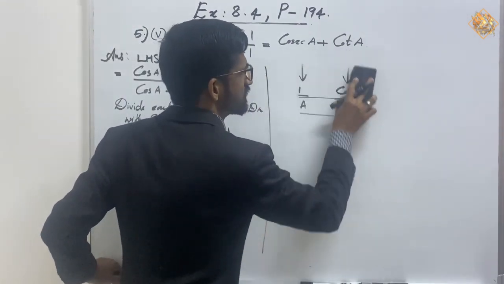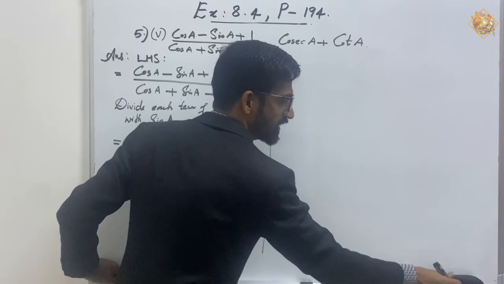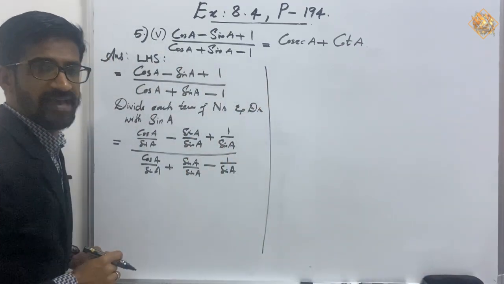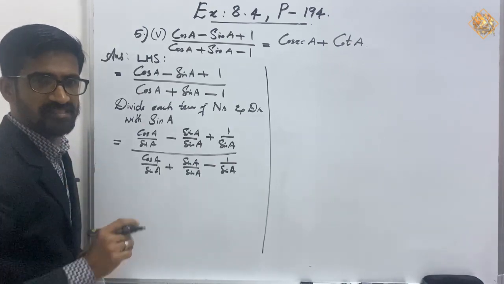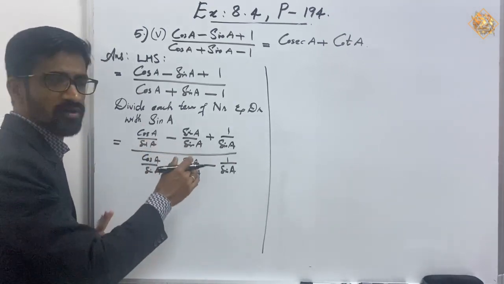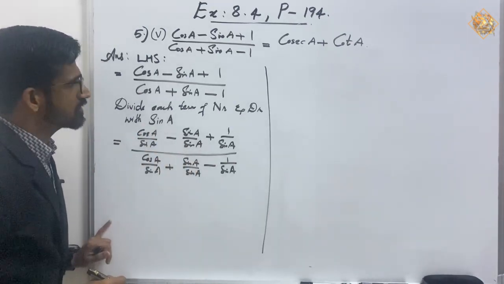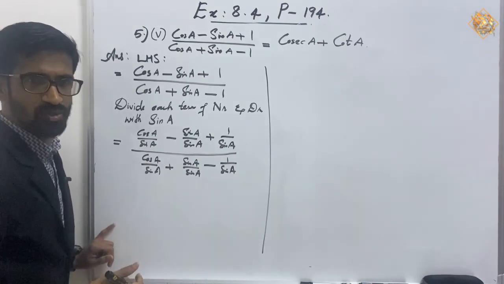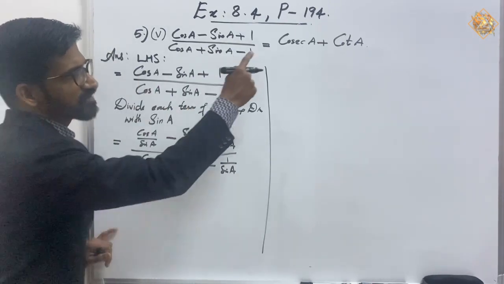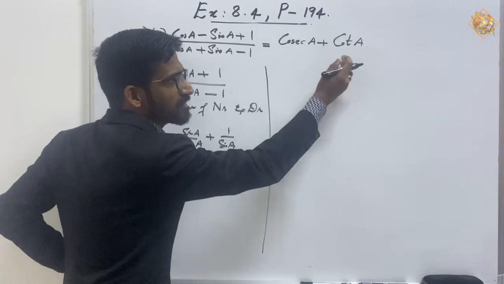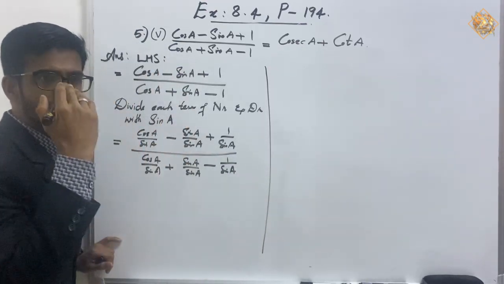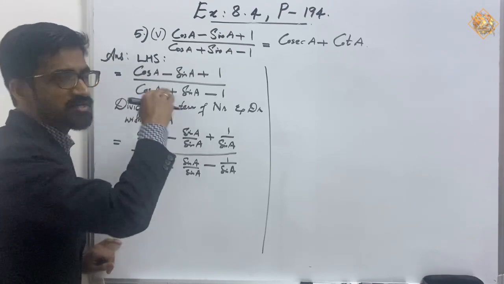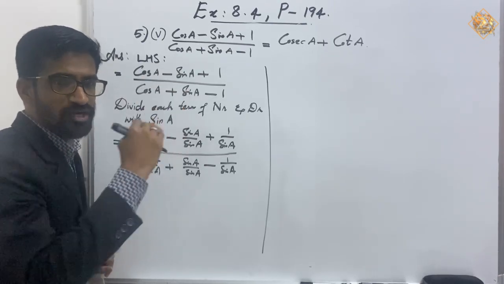Now a similar question is there in your textbook, page number 192, solved example number 15. Just refer to that. That also you can solve in the same method. In the textbook they have solved it in a different method. There, instead, the RHS is sec A plus tan A. So there sec is the inverse of cos, so you will divide each term by cos in the numerator and denominator.